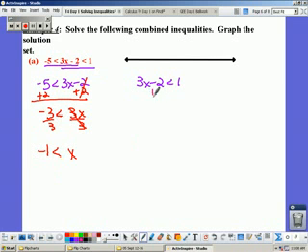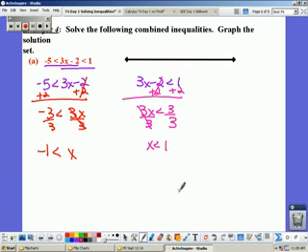So to solve this one, add 2. So I get 3x is less than 3. Divide by 3. So x is less than 1. Okay? So on your number line, you need to plot these things together. Okay? And you can actually see, you can put it right back together as an inequality statement. Negative 1 is less than x is less than 1. So that's your inequality statement if you want to put it back together.